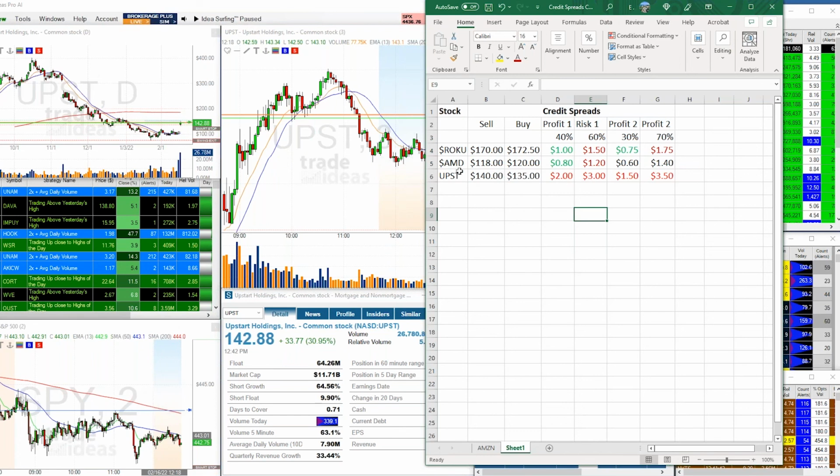I'll post it in the member room so you can have it. You can put in the tickers, the price that you sell, and the price that you collected, and it will calculate the minimum price you want to collect depending on your risk profile. We'll have that posted for you as well. Anybody have any questions?